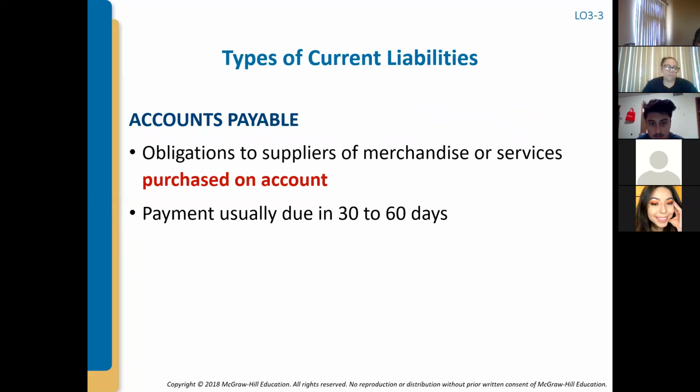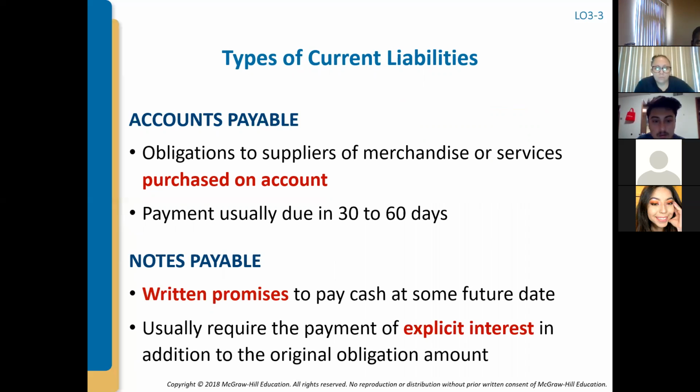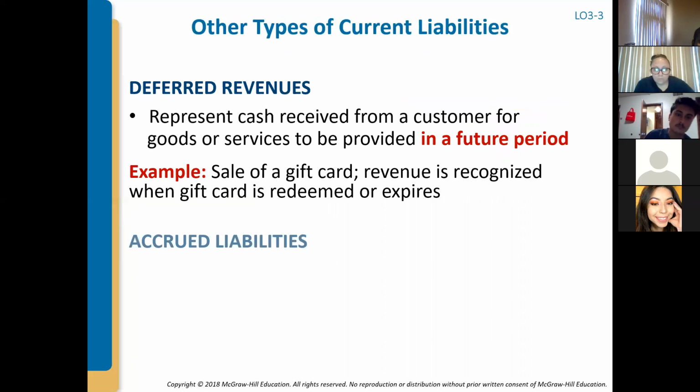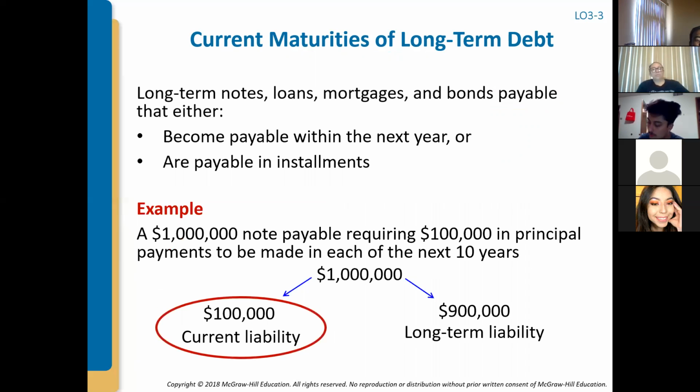Types of current liabilities: accounts payable, notes payable, deferred revenues, accrued liabilities, current maturity. This is an example. See, we said that 1 million note payable requiring 100,000 in principal payments to be made in each of the next 10 years. Meaning in every year we need to pay 100,000. Meaning this 100,000 is the current portion of the long-term debt.